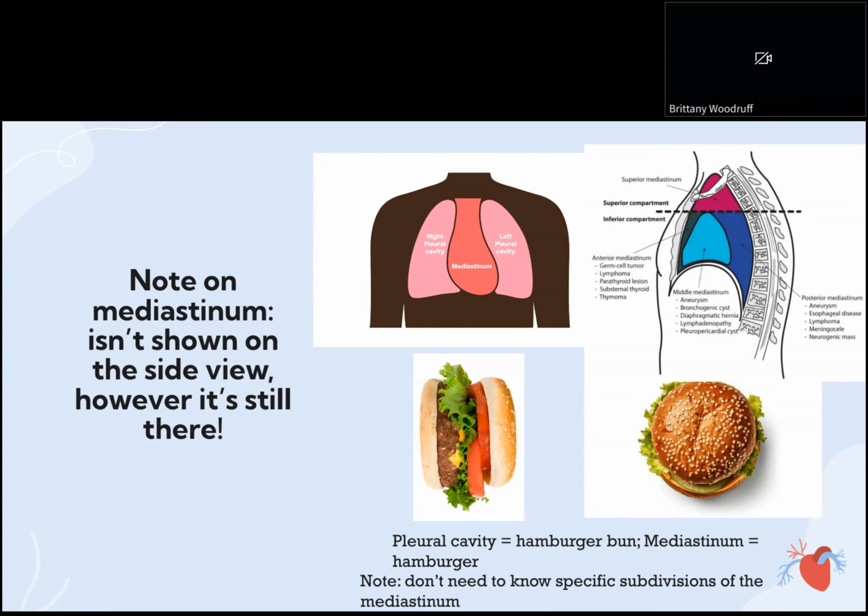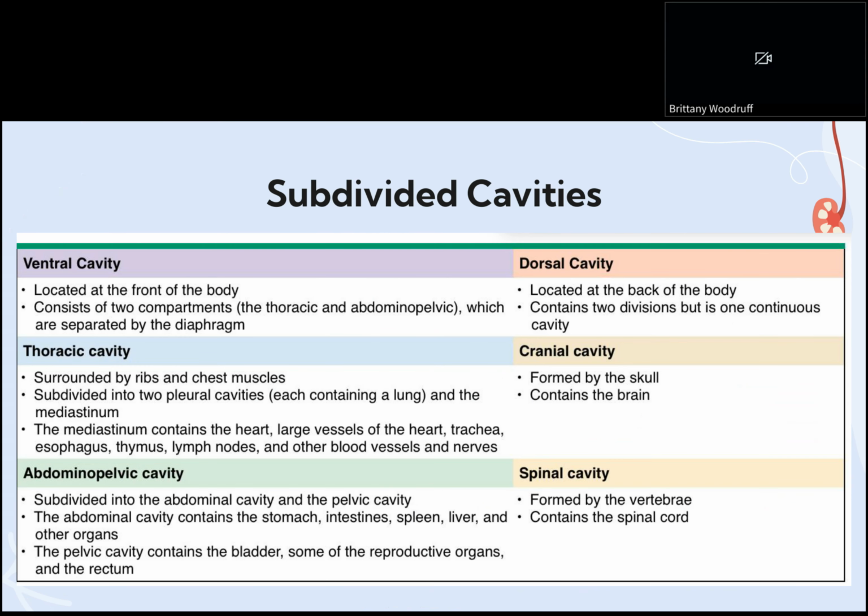So think of it as like looking at a hamburger. If you look at the hamburger from the side, you can see the hamburger. If you look at the hamburger from the top, the buns are going to cover it. You guys do not need to know the specific subdivisions of the mediastinum. This is just to point out it still exists. If you like to read things, this is straight from your book. It says the same thing we just discussed. It's just typed out.